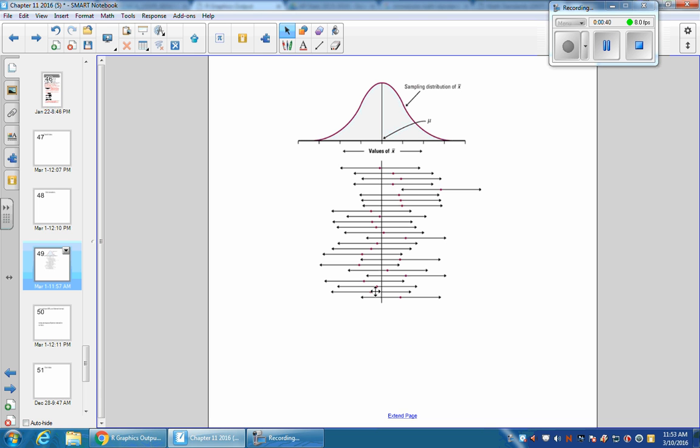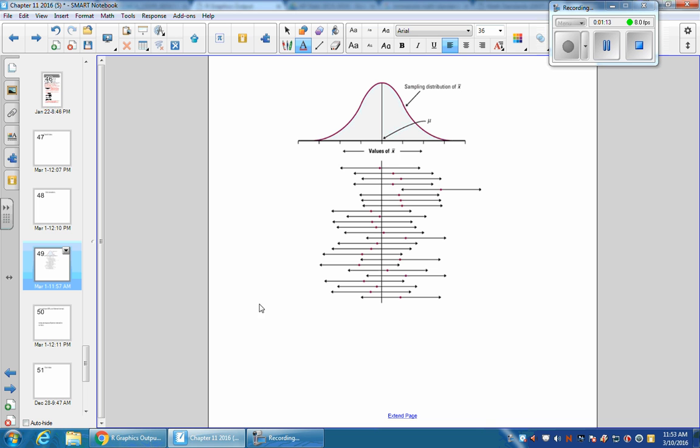Now, if I did this a whole bunch of times, sometimes we're going to get a point estimate that's too far off. And so the margin of error isn't big enough to capture the true mean. And that will happen some percentage of the time. And so we're 95% confident that the true mean is in the interval that we have. That's how we interpret the confidence interval.